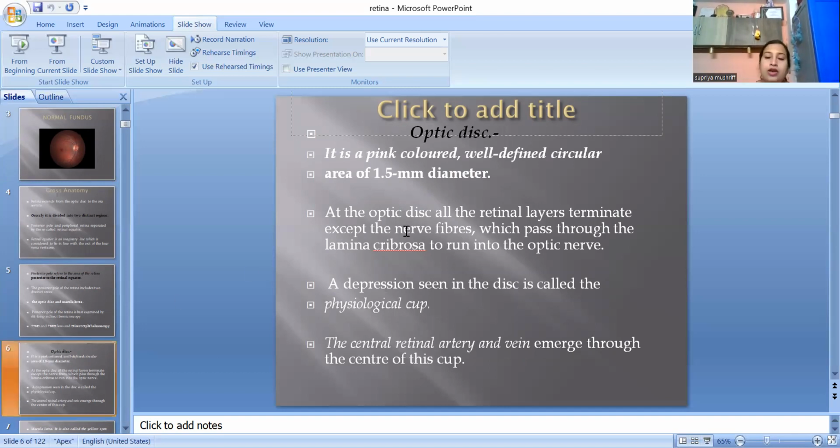It is a pink colored, well-defined circular area of 1.5 millimeter in diameter. At the optic disc, all the retinal layers terminate except the nerve fibers, which pass through the lamina cribrosa to run into the optic nerve. The depression seen in the disc is called the physiological cup, and from the center of this cup the central retinal artery and vein emerge.